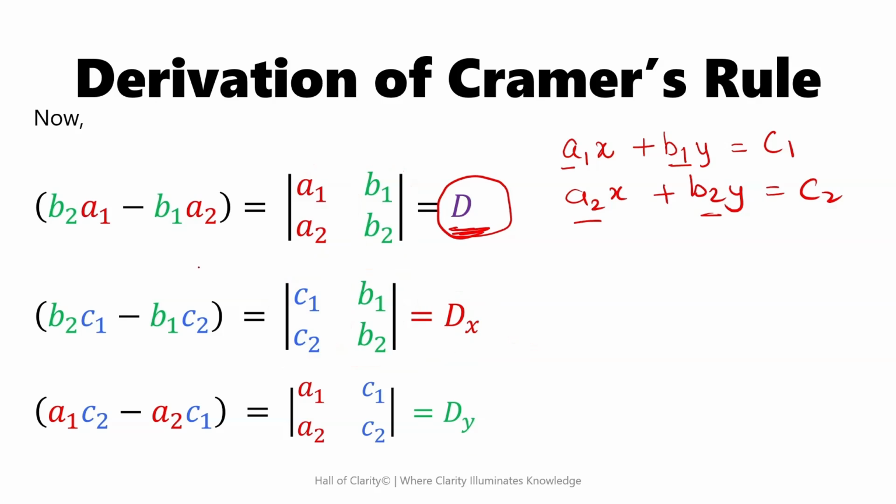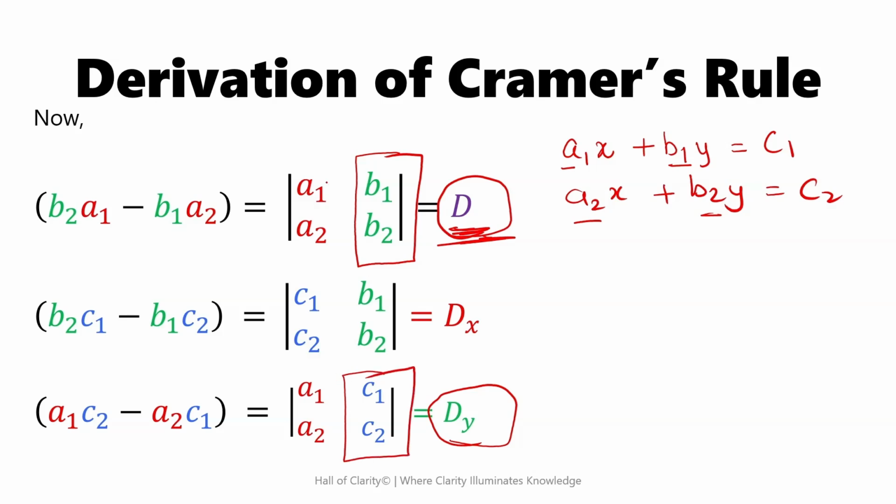In order to write determinant dy, what logic has been used? They have replaced the coefficients of y in determinant d with the constants c1 and c2, and the remaining coefficients of x are written as they are. Here you can see that. So this is the logic. I hope you have understood the logic of d, dx and dy.